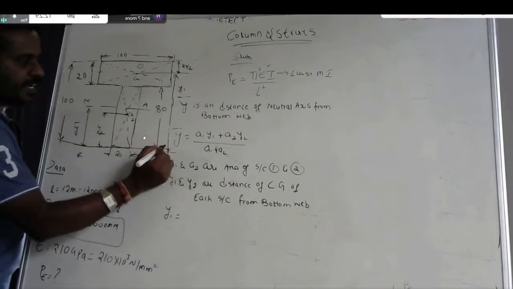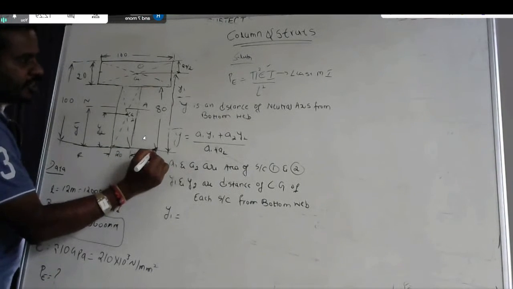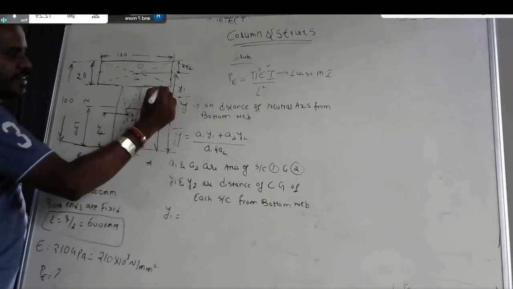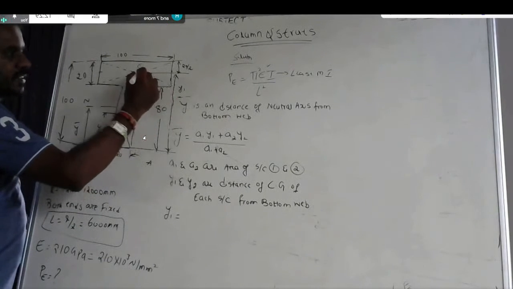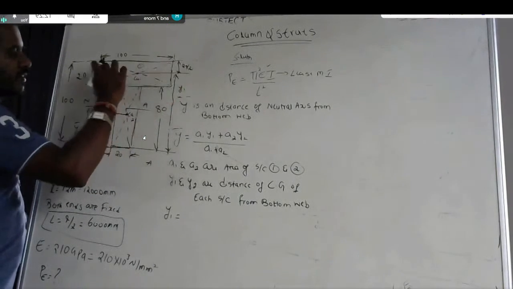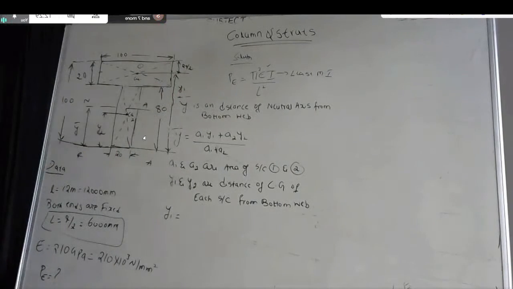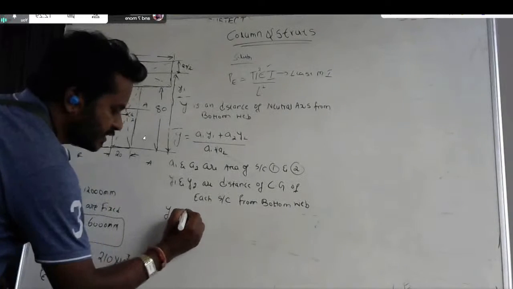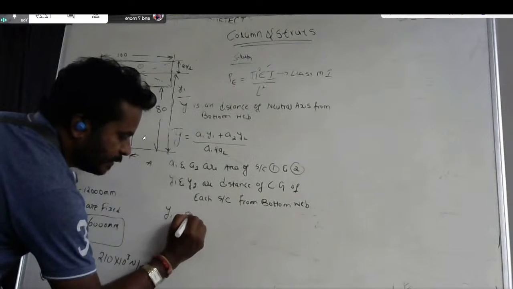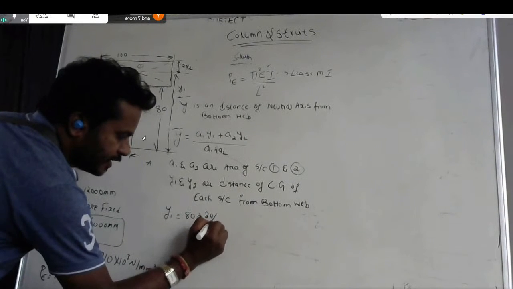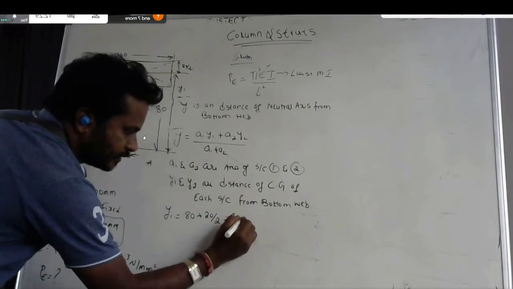Now I need y1, that is from the bottom to this center. From here I already know it is 80, plus this much, how much? This much is 20 divided by 2, which is 10. So 90, no? That is what I am saying here. y1 is nothing but 80 plus 20 divided by 2, that will give 90 mm, correct?